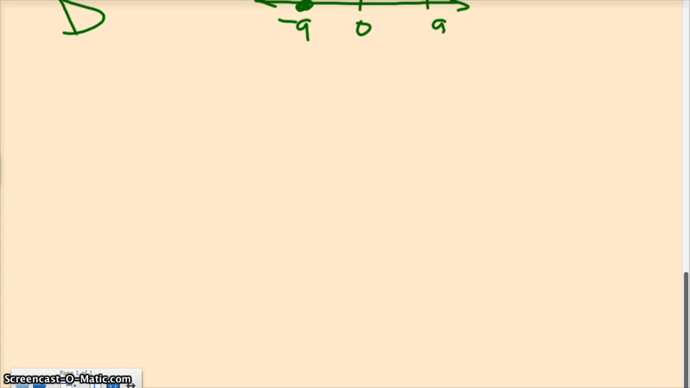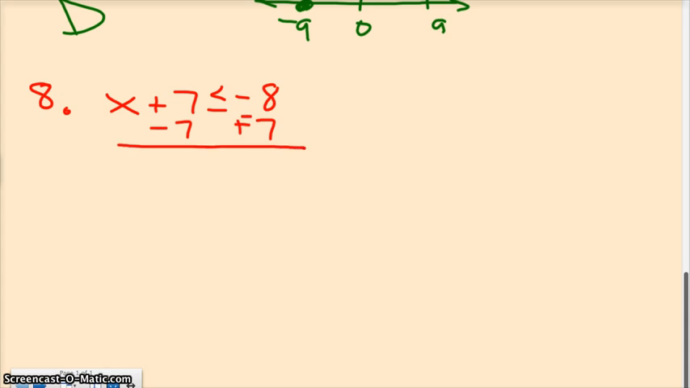Okay, number 8. x plus 7 is less than or equal to negative 8. I'm going to take 7 away, but that's really adding that negative 7, so you should get x is less than or equal to a negative 15. And I see that the only one that has the less than or equal to negative 15 is B.